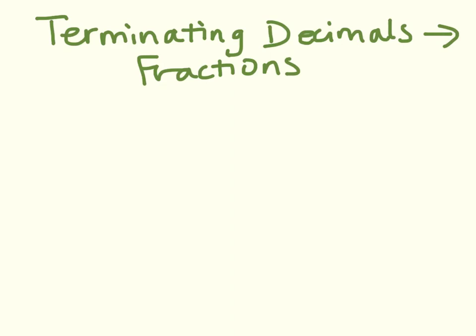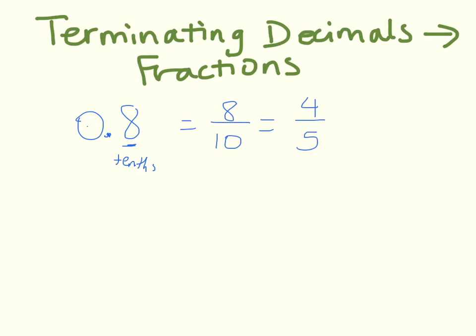Right, now let's look at how we change terminating decimals into fractions. We need to know our decimal place values in order to do this. If I have 0.8, I'm going to count the place values. Here's my decimal, I have no wholes, and I have 8. This is in my tenths place, which means that I'm going to put 8 over 10. I'll simplify it, and it gives me 4 over 5.